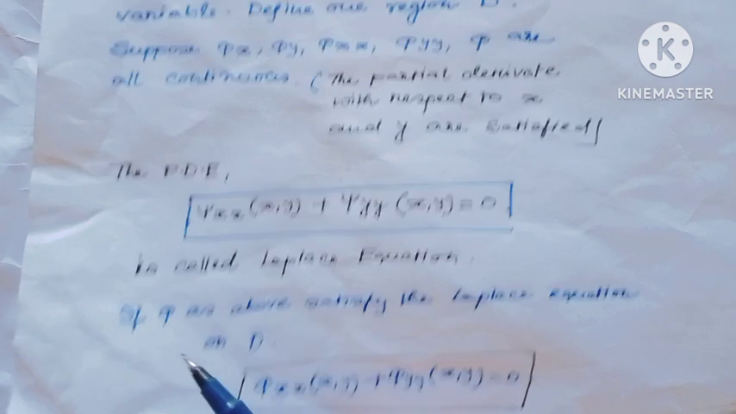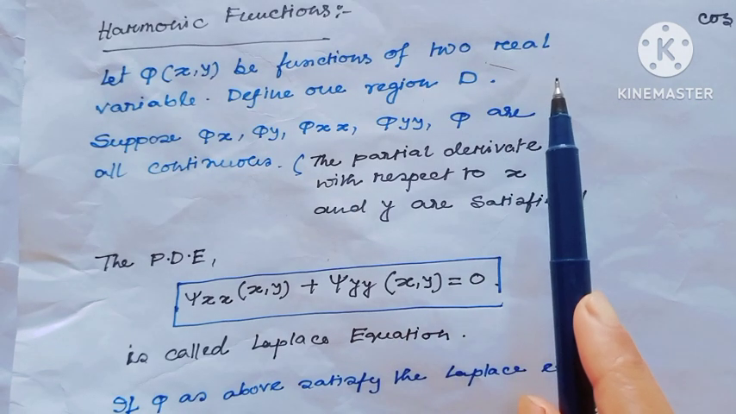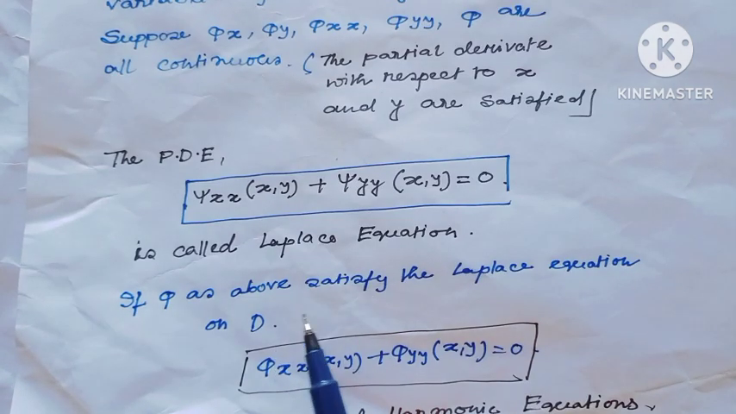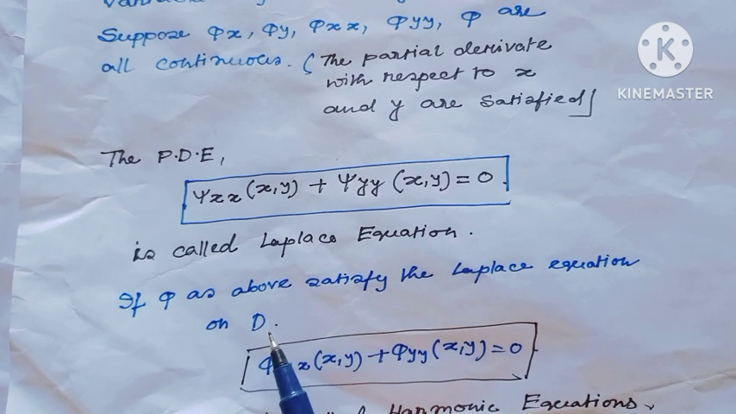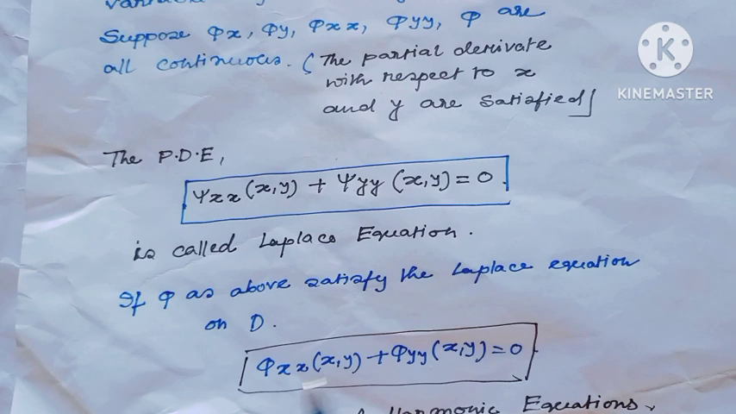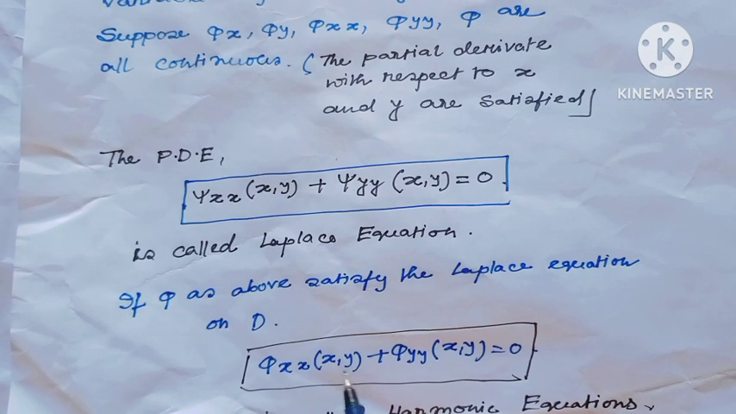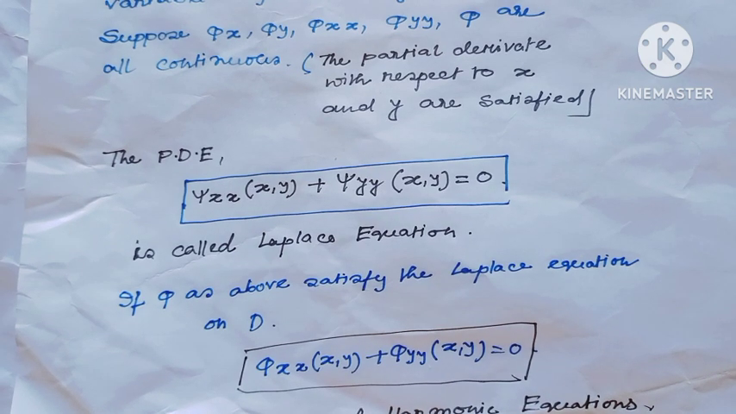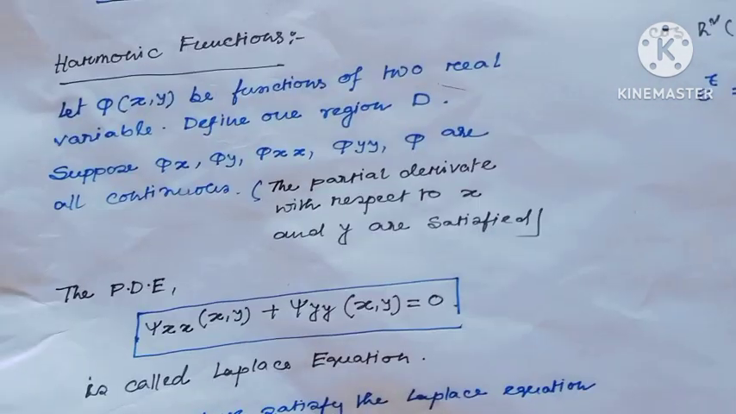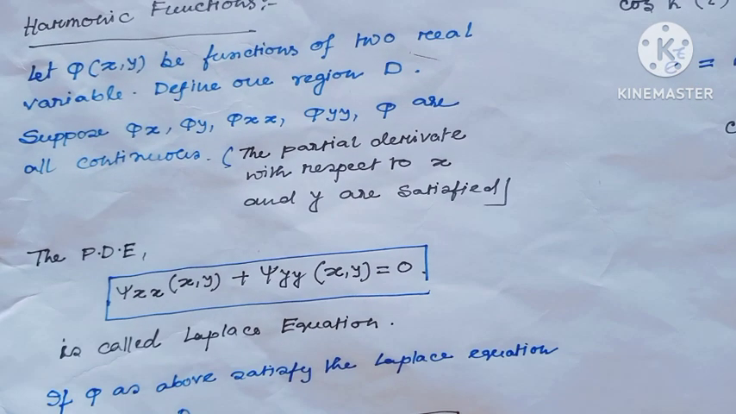And here I have considered phi to be a function of a real variable. If phi, defined as above, satisfies the Laplace equation on the domain D, meaning phi_xx at the point (x,y) plus phi_yy at the point (x,y) equals 0, then phi is called a harmonic function. What is a harmonic function? I hope all my viewers have understood. It is easy to understand.